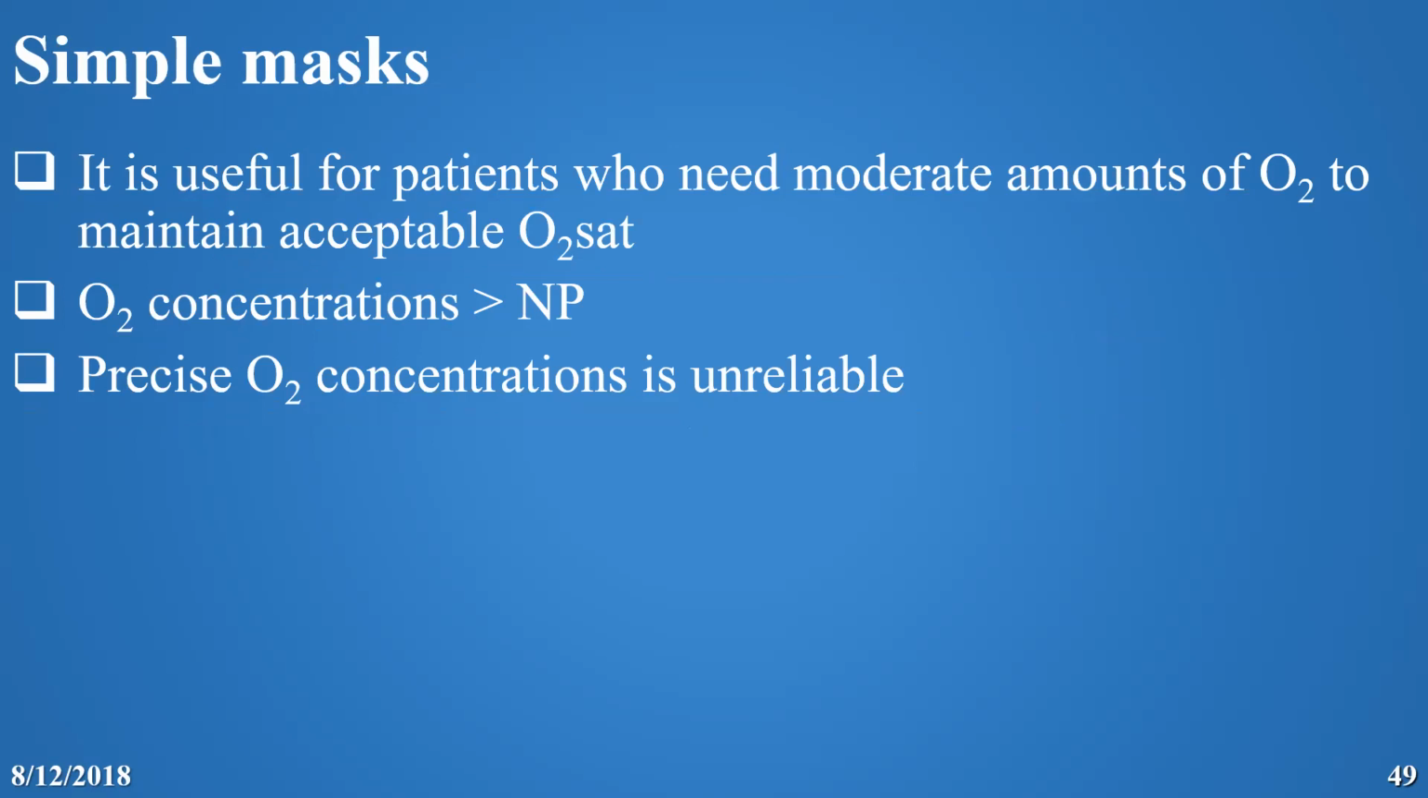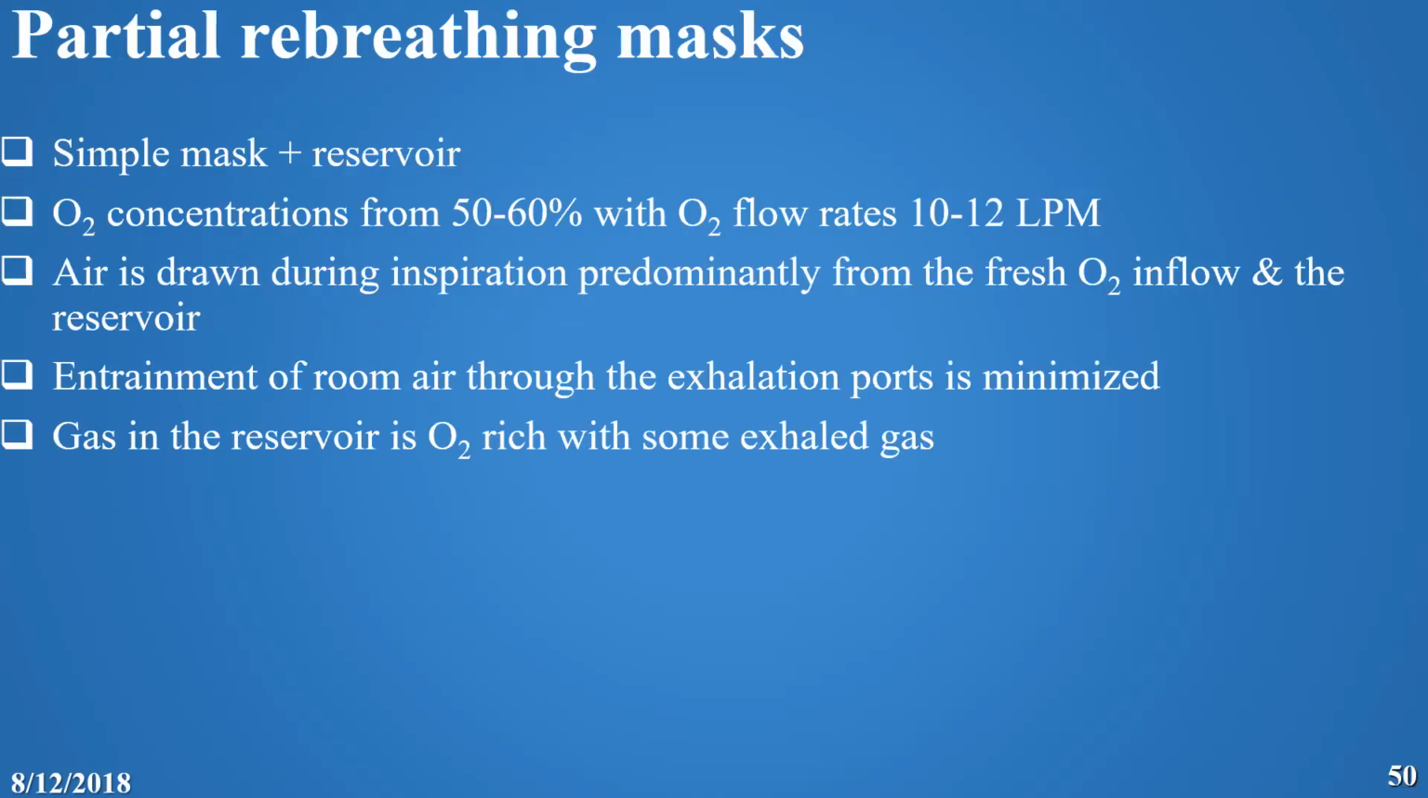So it's usually very helpful for a patient who needs a little amount of oxygen. If you need more oxygen, then you have to use nasal prongs. We don't know how much oxygen you are giving when you use the mask, so it's unreliable. Then we have the partial rebreathing mask. The partial rebreathing mask is a simple mask with a reservoir.